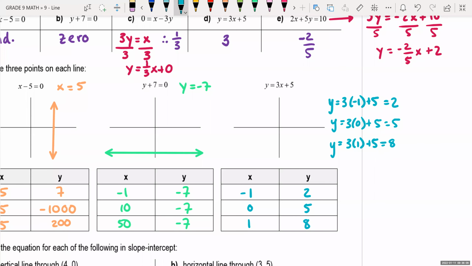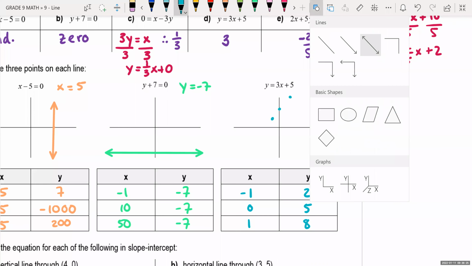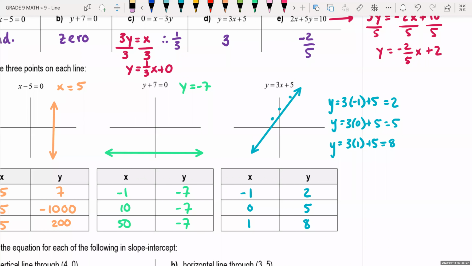And then you would just plot this. And we're just being approximate right now, so it doesn't have to be super, super accurate. But let's say -1, 2 is like here, 0, 5 is like there, and 1, 8 is like there. This line is looking like this. And I just approximated my values there on the sketch.